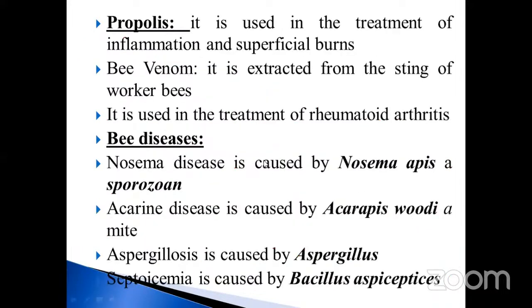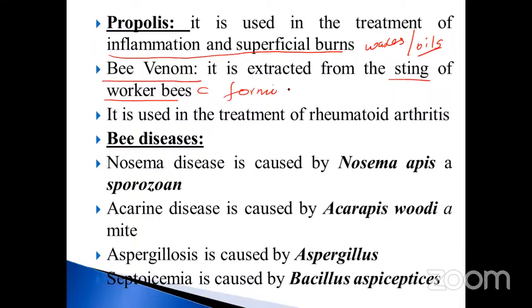Okay, what is the next one? See, that propolis is used for the treatment of inflammation and superficial burns. Maximum is just like waxes. Okay, waxes or oil-like substances, resins, isn't it? And another one is called bee venom. It is also one of the poisonous ones. See that it is also extracted from the sting of worker bees. Sting of worker bees. That is called formic acid. I told you, formic acid.